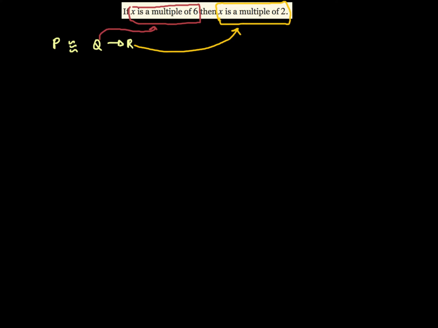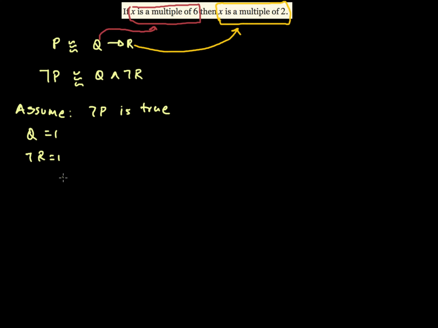Now because I'm using proof by contradiction, I'm going to assume that the negation of P is true, which is saying Q and not R. So let's assume that not P is true. And in making that assumption of not P actually being true, I'm claiming that Q must be true, and not R must be true.